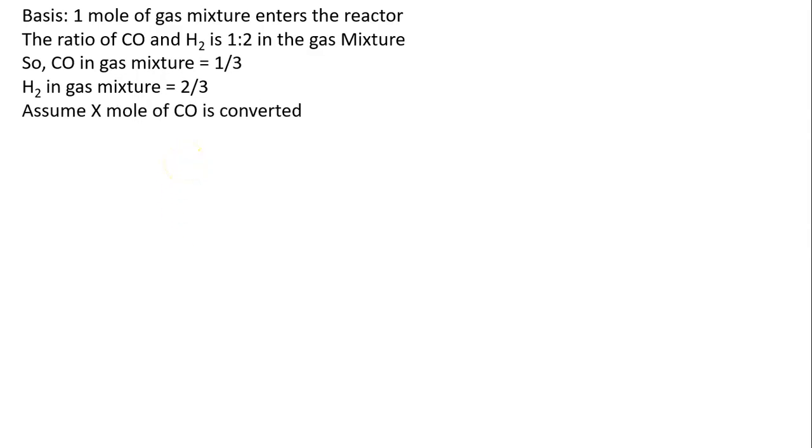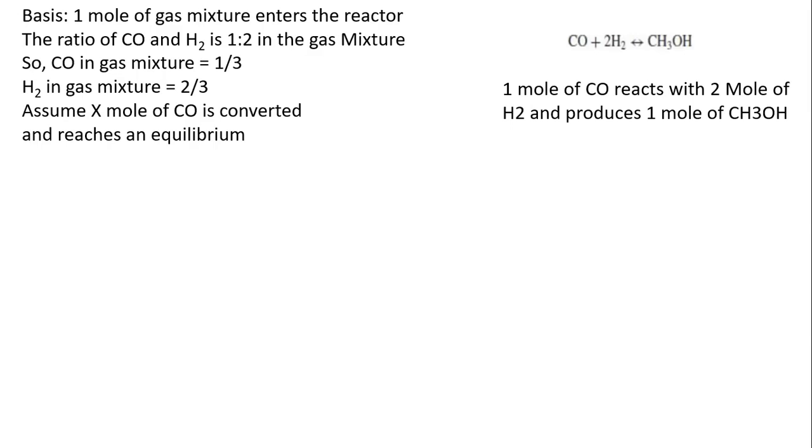Assume X mole of carbon monoxide is converted. Initially that carbon monoxide is 1/3 mole, hydrogen in the gas mixture is 2/3 mole. Assume X mole of carbon monoxide is converted and reaches an equilibrium. Now we know the equation, carbon monoxide plus hydrogen will produce methanol, and we know from the stoichiometry 1 mole of carbon monoxide reacts with 2 mole of hydrogen and produces 1 mole of methanol. Now we can calculate the components in a tabular form.